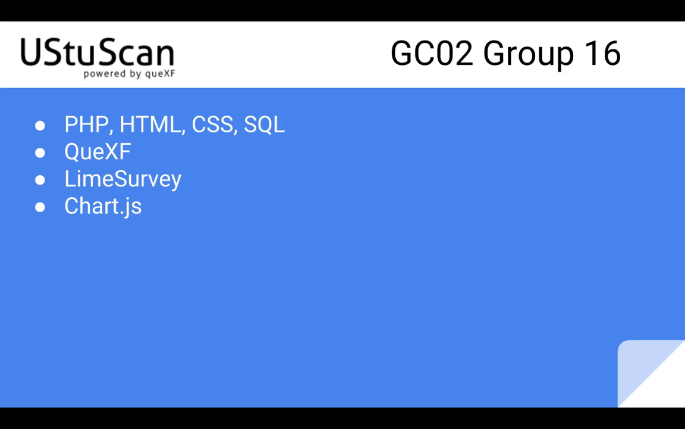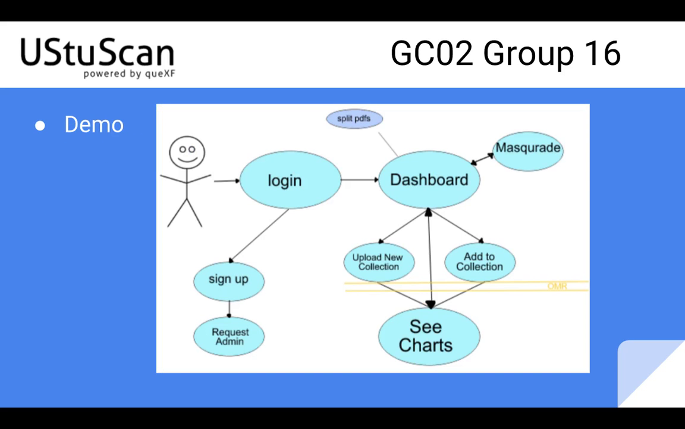So the technologies that we implemented for this solution, we created a web application using PHP, HTML, CSS, and the database using SQL, MySQL. We used a third-party open source optical character recognition platform called QXF. We found a survey creating platform that integrates with QXF called Lime Survey, and in order to display information in readable charts, we used the JavaScript library chart.js.